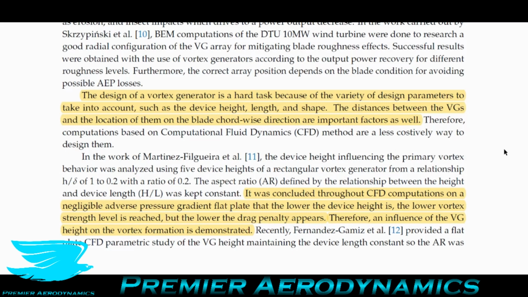lower the device height, the lower the vortex strength level, but also the lower the drag penalty. This is a general relationship, which is true, but there are some microvortex generators which still perform just as well as regular vortex generators. So even though they might produce weaker vortices, they do the job just as well in terms of pumping high momentum flow into the boundary layer near the surface and delaying stall. But they say here, therefore, the vortex generator height influences the vortex formation.